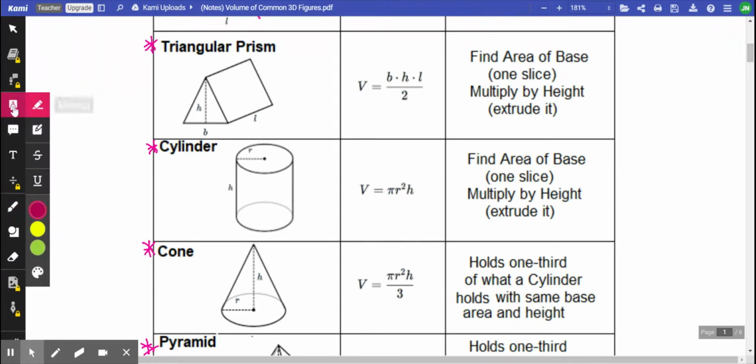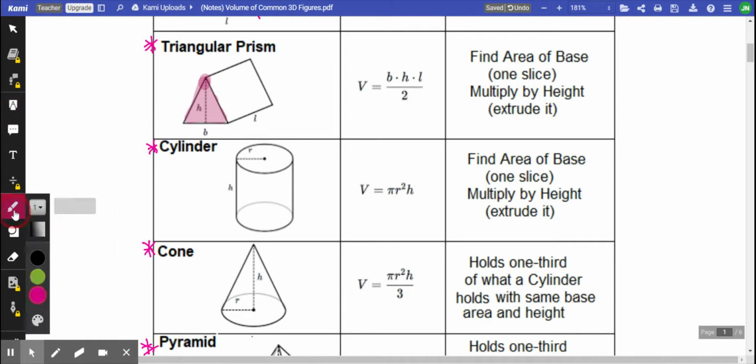Okay, now let's look at this shape right here, which happens to be a triangular prism. So a triangular prism, if I were to slice this, right? If I were to take this shape and just get one slice, that will give you a triangle. If I want to find the area of a triangle, the area of a triangle is 1/2 base times height, which is basically this section here. And then all I have to do is multiply it by how deep it goes in, which will be the value L. So this is where all these formulas come from.